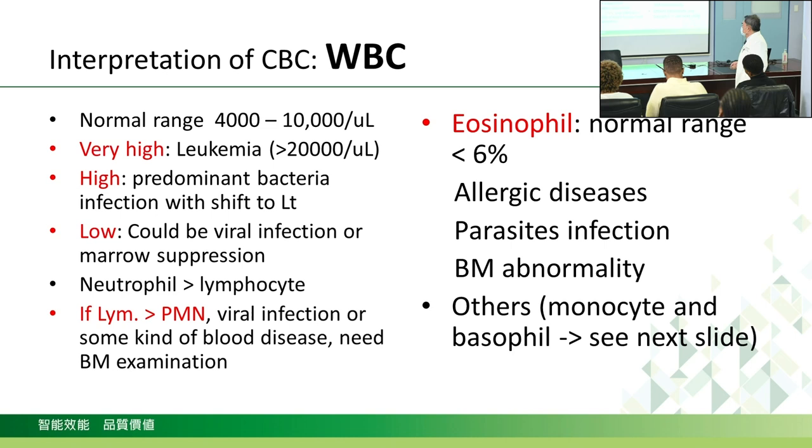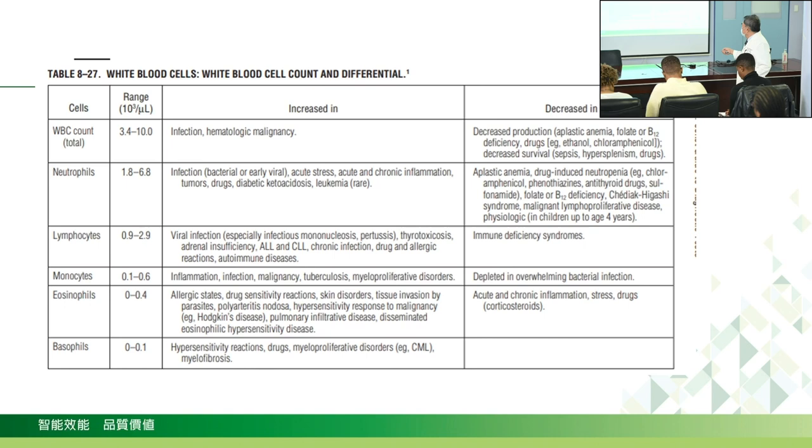Eosinophil, normal range. Increases in allergic disease, parasite infection, bone marrow abnormality. Others are monocyte and basophil. Monocyte will increase in inflammation, infection, malignancy, tuberculosis, and myeloproliferative disorder. Basophil will increase in hypersensitivity reaction, drugs, myeloproliferative disorder, and myelofibrosis.